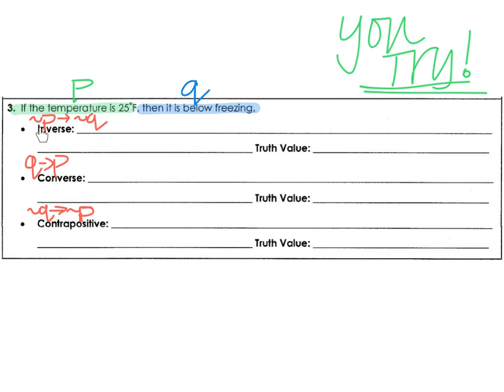Remember, your inverse is negating P and negating Q. So if not P, then not Q. Your converse is switching them, so if Q, then P. And your contrapositive is switching and negating, so if not Q, then not P. So go ahead and try to come up with these all on your own. Remember to determine the truth value of each statement as well. When you come back, I'll have the answer written on your screen and we'll quickly go through it together. So go ahead and pause your video now.